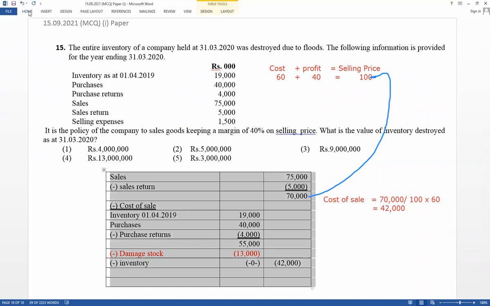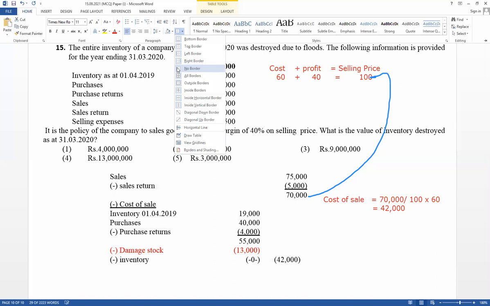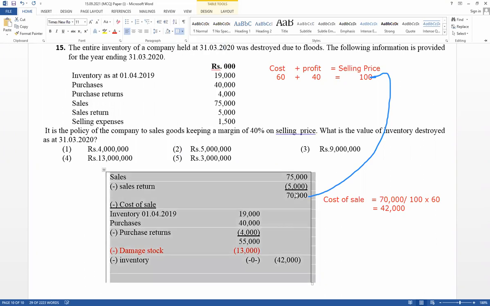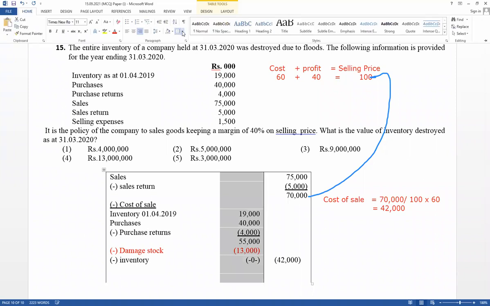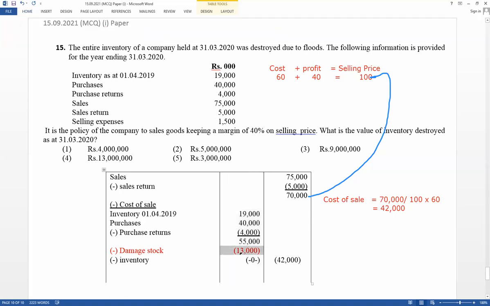This is the income statement up to gross profit. Sales: you have to consider the sales after deducting sales return. After deducting sales return, the correct sales value should be considered as sales. Think how to calculate cost of sales. Closing stock is 0, the reason being the entire inventory was destroyed. This is the goods available for sale, but closing stock is 0. Damage stock value is not given, but cost of sales can be calculated. The difference value, gross profit, equals 28,000. This one minus this one, or by using this equation, gross profit can also be calculated.